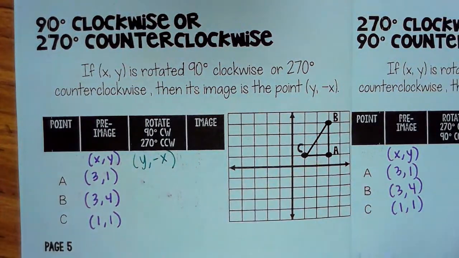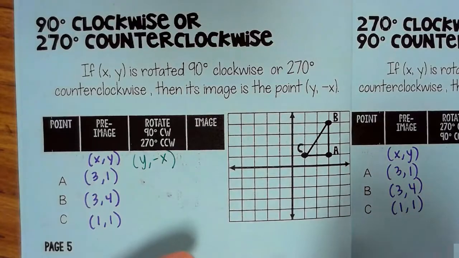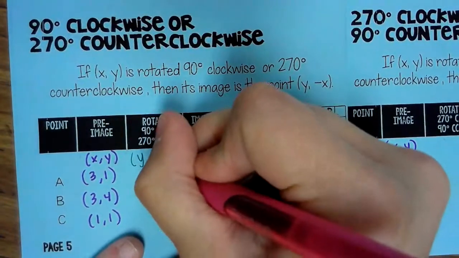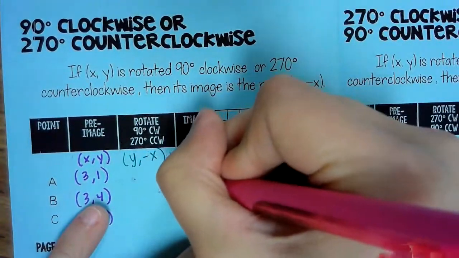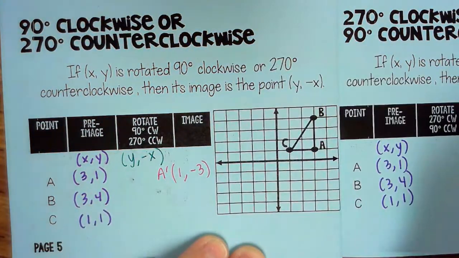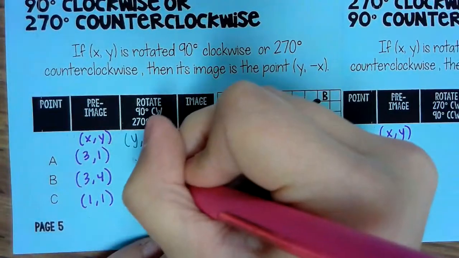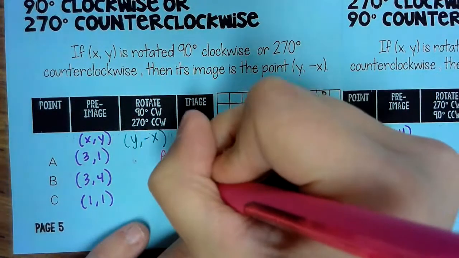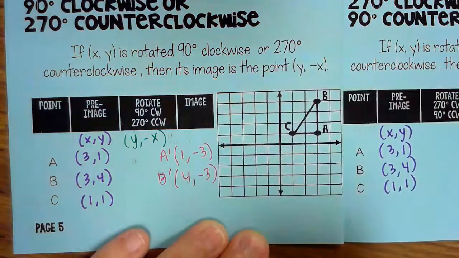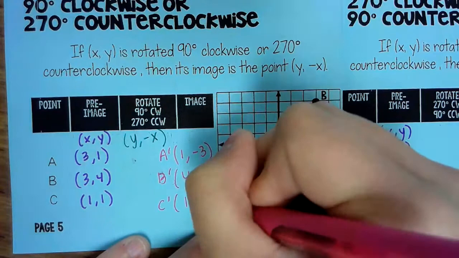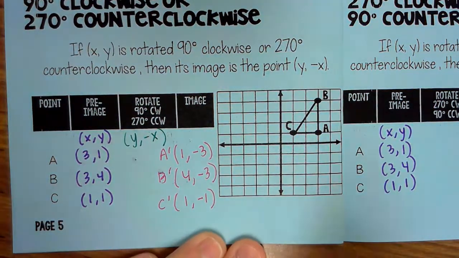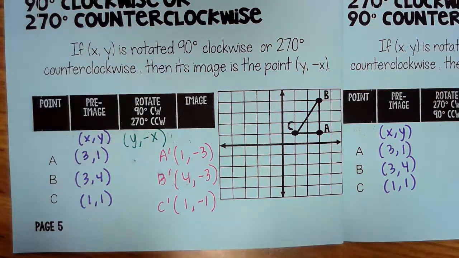We practiced this a lot with reflections in our last video, so this one should work the same way. Let's start with A prime, my image. It says to switch the order and change the sign of the second number. Let's keep doing that. B prime, switch the order, change the sign of the second number. And C prime, switch the order, change the sign of the second number. Okay, so let's graph that real quick.